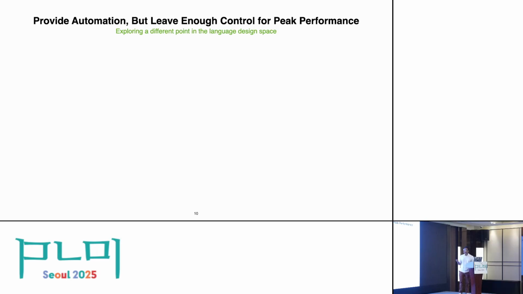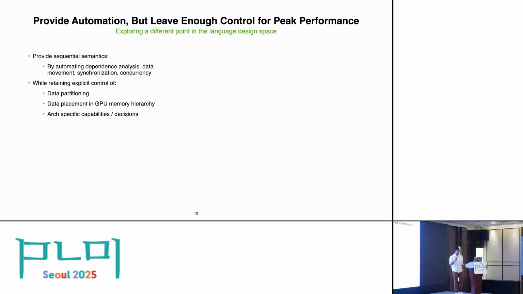So what we wanted to do in this work was to provide automation for a lot of these low-level, difficult things to do, but instead leave a lot of control for people who know what they're doing to get high performance. And so what I want to give to the programmer is a programming model that has sequential semantics, meaning that I want to automate away things like dependence analysis, data movement, synchronization, and concurrency. But I think it's really important to retain explicit control over things like how your data is partitioned amongst your GPU. Where does the data live in the GPU memory hierarchy? And the ability to exploit architecture-specific capabilities.